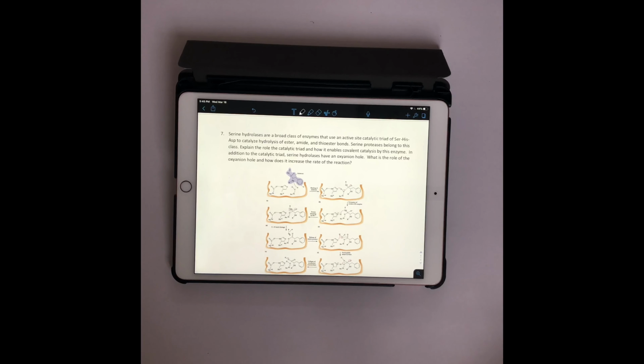So question 7 is asking about the catalytic triad that is used in a lot of the active sites of enzymes to catalyze the hydrolysis of esters, amides, and thioester bonds. Specifically, serine proteases have these present in their active site. So we will review the catalytic triad in this reaction here where it hydrolyzes an amide bond. So we'll go through it step by step.